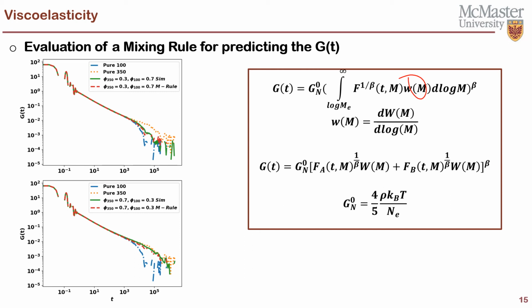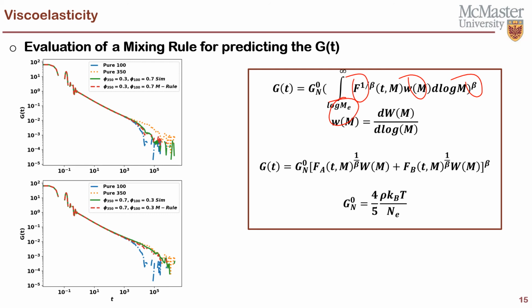In the equation shown here, the Me is the entanglement molecular weight, while the Ftm is the Carnot function describing the relaxation profile for a monodispersed component. And we use the beta value of 2 here, which is based on the double reptation model that assumes the reptation of a test chain also releases constraints on the other chains.